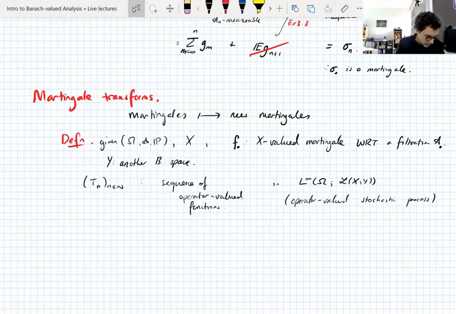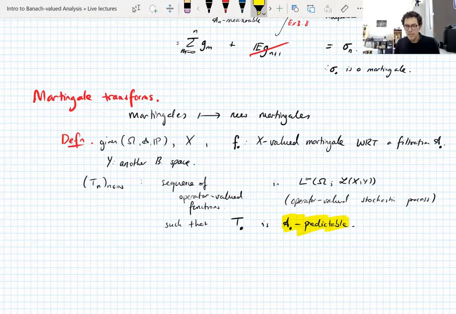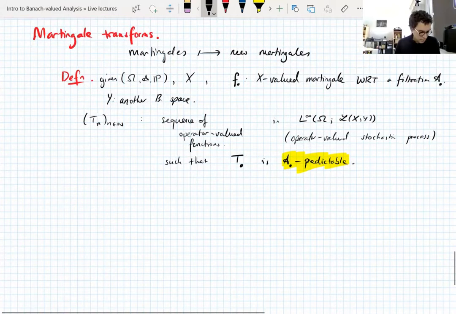And we make the assumption that the process T bullet is predictable. So remember, that means that, well, adaptedness says that Tn is An measurable. Predictability says that Tn is An minus one measurable. So it's got more measurability. You can predict, well, you know the value of Tn at time n minus one. These are our assumptions.